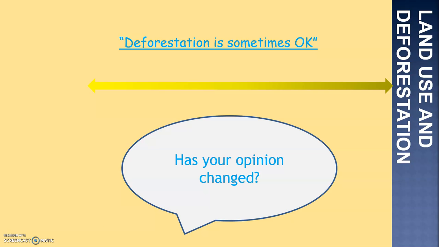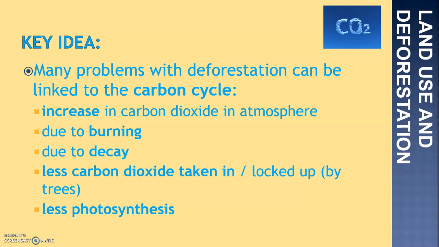And do you think your opinions have changed? Do you agree that deforestation is sometimes okay or not? Again, I would like you to share your opinion with us on this topic. Now these are the key ideas. Many problems with deforestation can be linked to what we call the carbon cycle. So, an increase in carbon dioxide in our atmosphere due to burning, due to decay, and less carbon dioxide is taken in and locked up by trees, equal to less photosynthesis, meaning, well, what happens to our oxygen? Is there going to be more oxygen or less oxygen? Well, that is a question for you to answer.